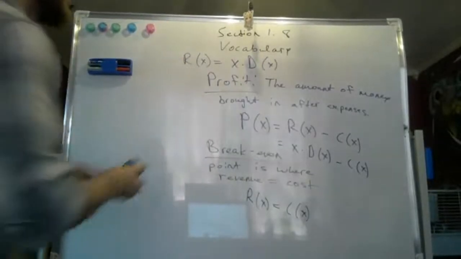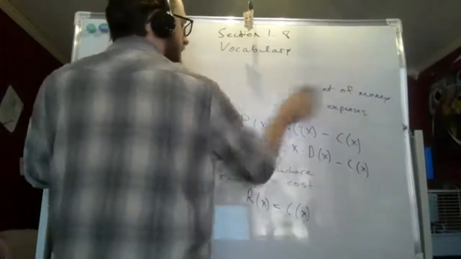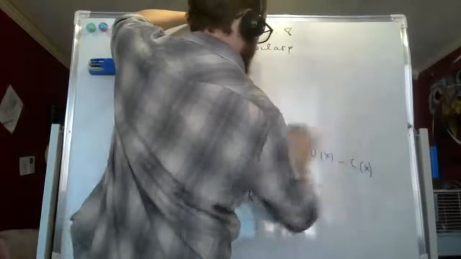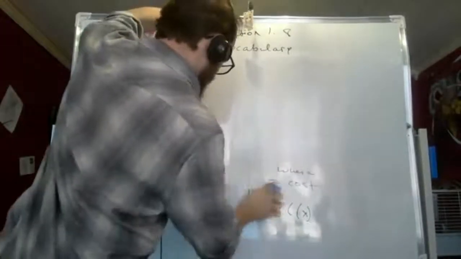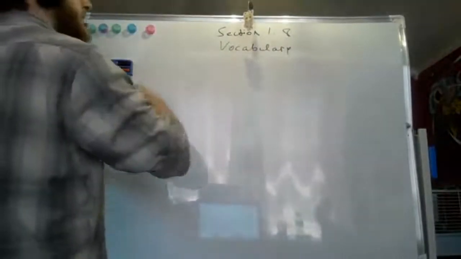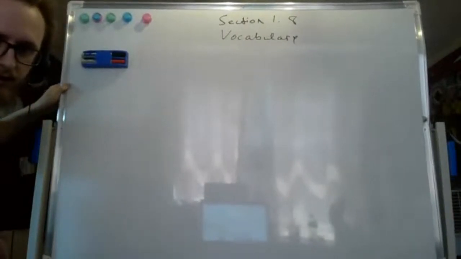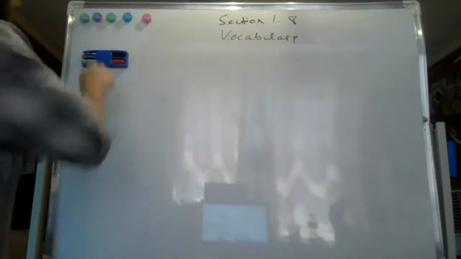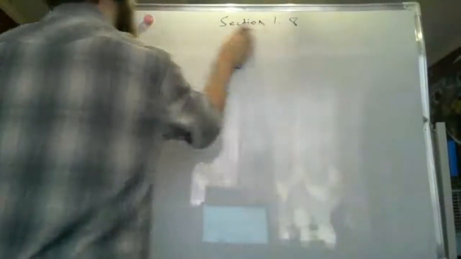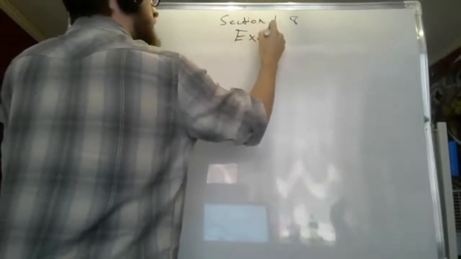What are these problems going to look like? How are we going to solve them? And we'll get into the details. Okay, so examples.